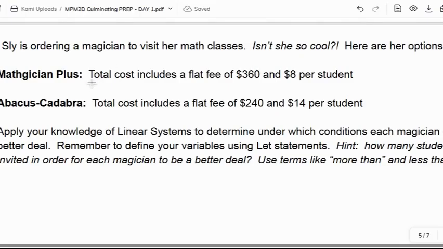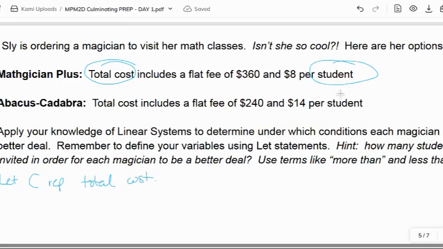Okay, so in this sentence, the total cost includes a flat fee of $360 plus 8 per student. What's one thing I don't know? The total cost and the amount of students. Thank you. I don't know the total cost. Give me a letter for it. C. Excellent. T or C, great. So I'm going to write let C represent total cost.